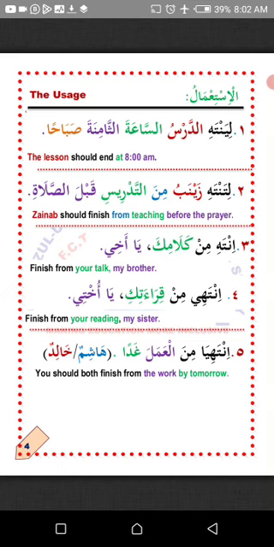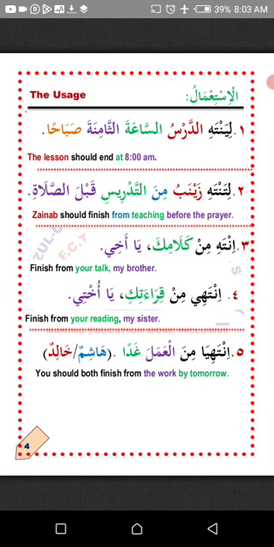Number 2: لتنتهي زينب من التدريس قبل الصلاة. Zainab should finish من التدريس, from teaching, قبل الصلاة, before the prayer. Number 3: انتهي من كلامك يا أخي. Finish from your talk, يا أخي, my brother.